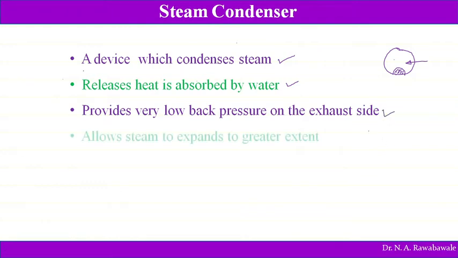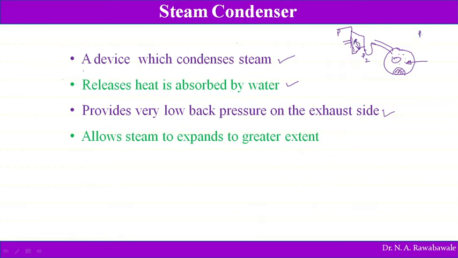Then third, it allows steam to expand to a greater extent. If steam is coming into this condenser from a turbine, say this is the turbine, when steam enters this turbine producing work and is exhausted, this back pressure is low, which means the level of expansion from pressure P1 to P2 is more. Because this pressure is very low, it is even below atmospheric pressure, so the expansion of steam can be made to a larger extent.